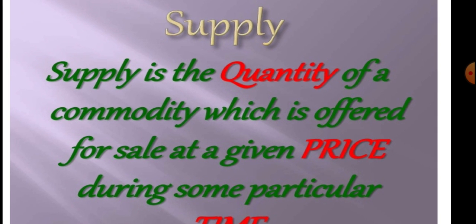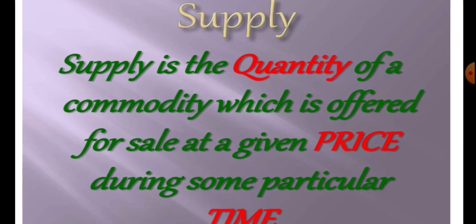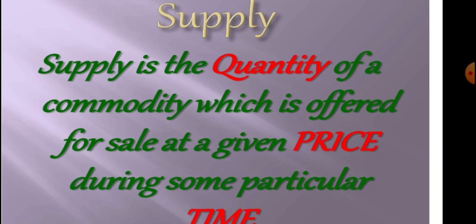Now, what about supply? Supply is the quantity of a commodity which is offered for sale at a given price level during some particular time. So keep in your mind, supply refers to the quantity which is offered for sale at a specific price level or different price levels during a period of time.